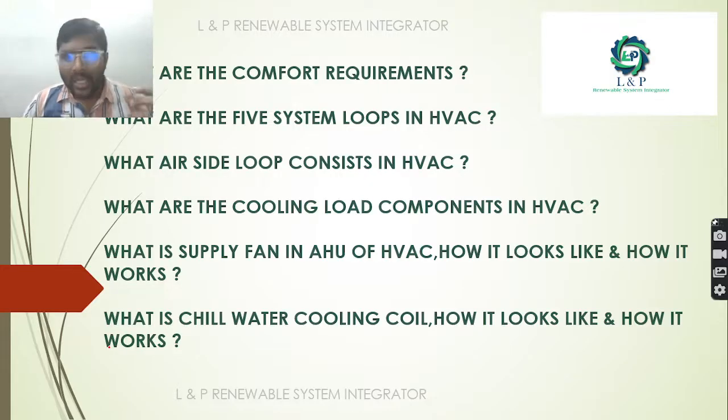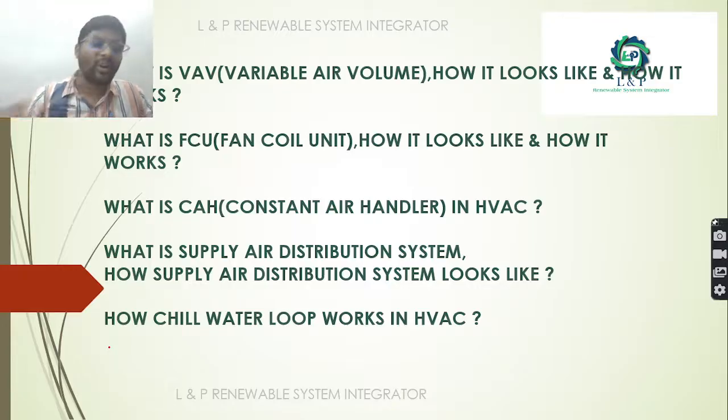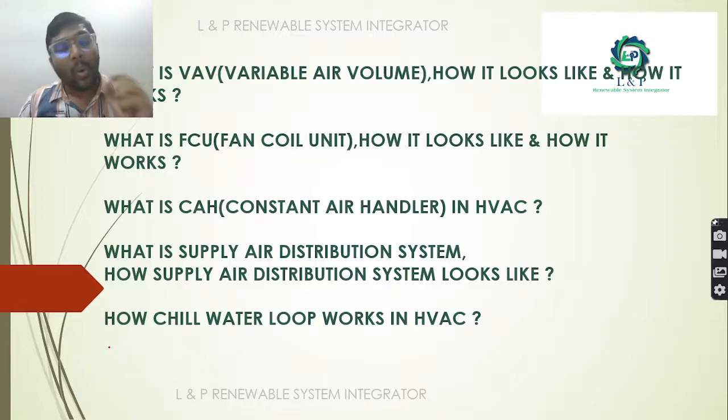What does the air side loop consist of, and what are the cooling load components in the HVAC? What is the supply fan in the AHU of a HVAC, how does it look and how does it work? What is the chilled water cooling coil, how does it look and how does it work? What is VAV, that is variable air volume, how does it look and how does it work? What is FCU, fan coil unit? What is constant air handler in the HVAC? What is the supply air distribution system, and how does a supply air distribution system look?